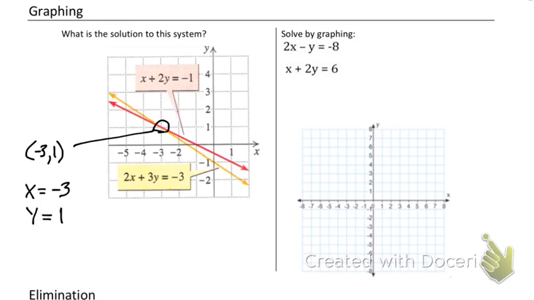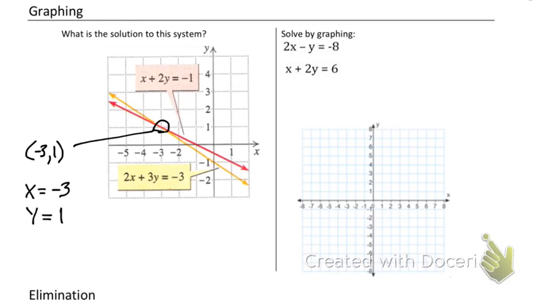And yes, there'll be times where you have to graph it, but I'm not really going to look for answers because it all depends on how well you graphed it and how specific you graphed it. So this one says solve by graphing 2x minus y equals negative 8, x equals 2y equals 6.